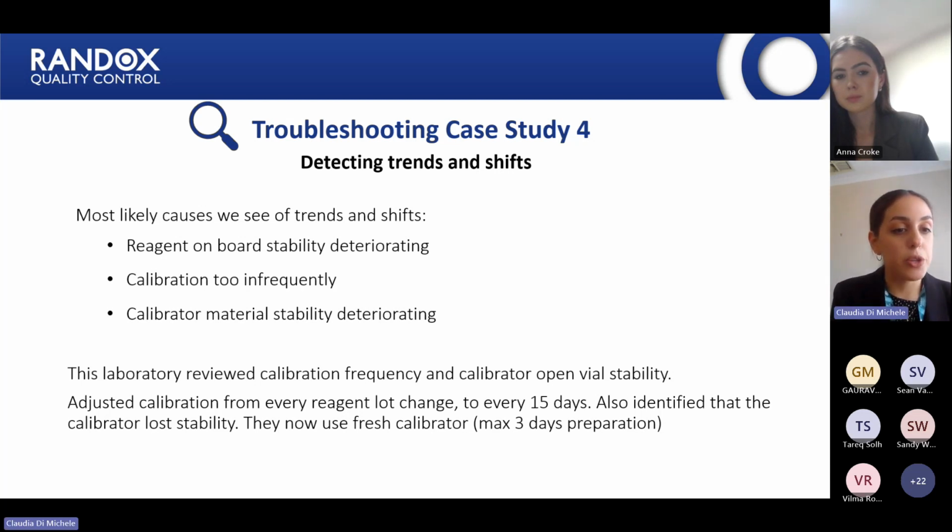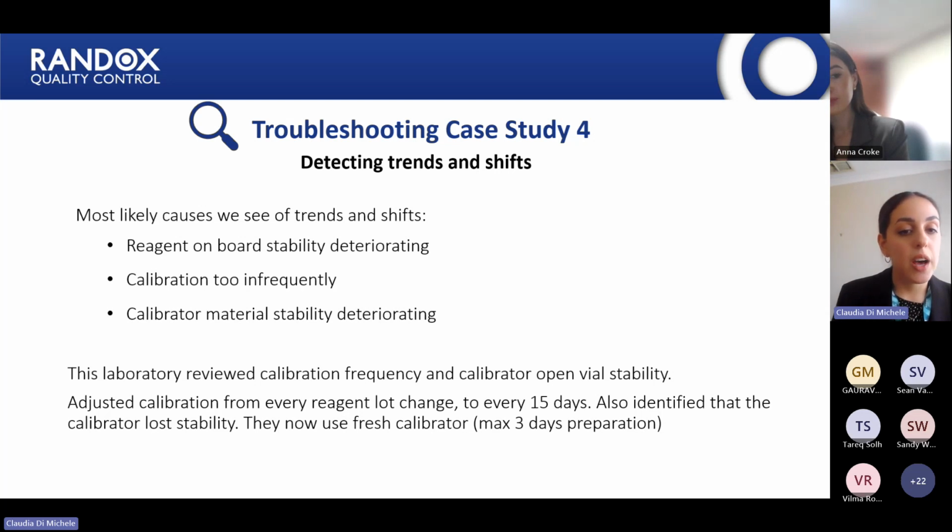So this particular laboratory reviewed their calibration frequency and their calibrator open vial stability. They adjusted their calibration from every reagent lot change to every 15 days. And they also identified that the calibrator had lost stability. So now they make up and use fresh calibrator.